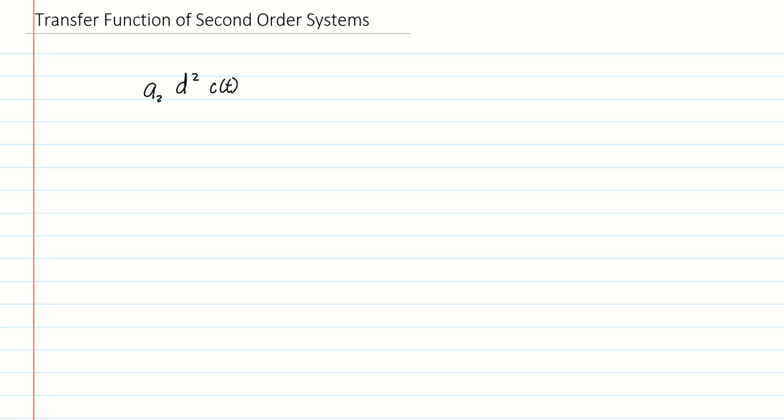Then let's say c is our output, dt squared. Then we have a1 times the first derivative of the output with respect to time. Then we have the constant times the output, and this is equal to the input r of t. So in this case, this is our differential equation.